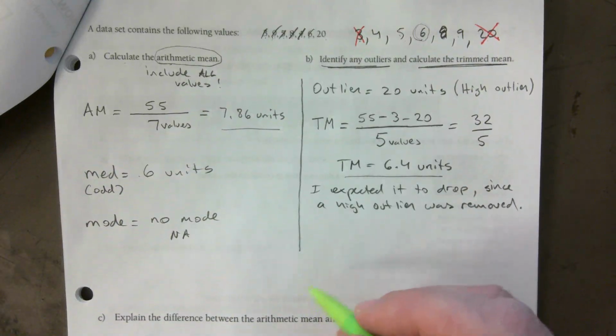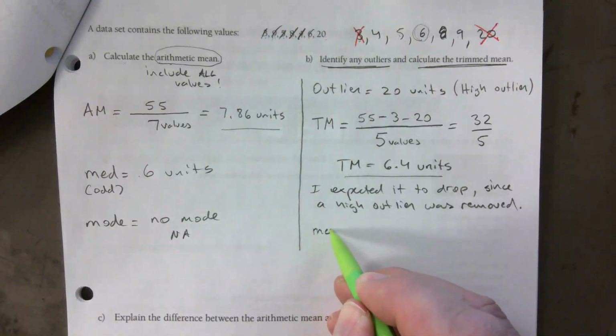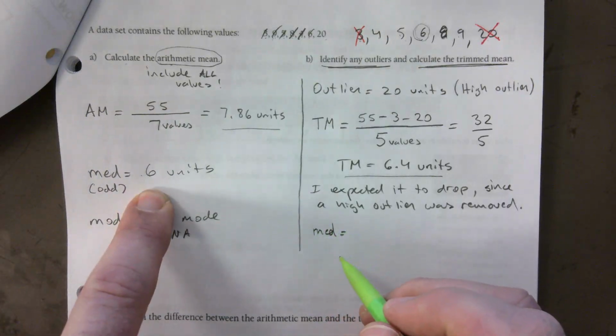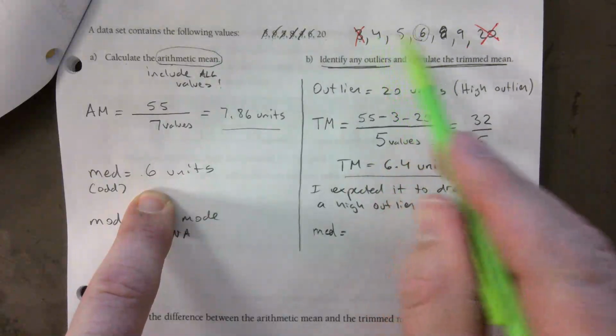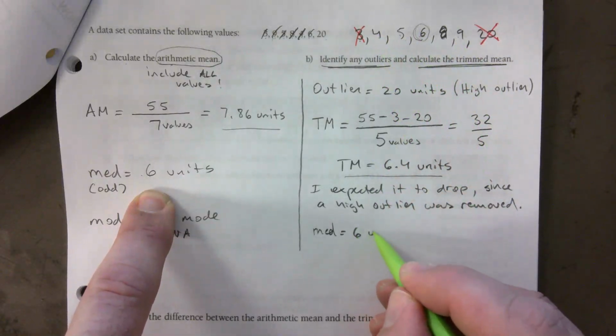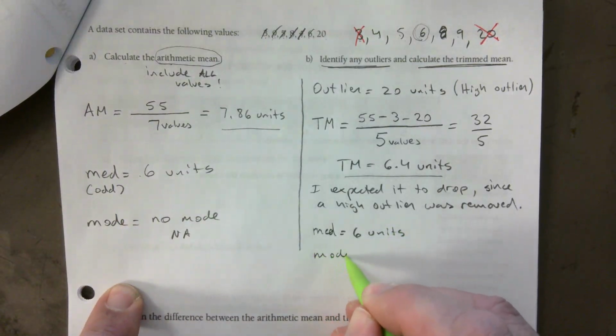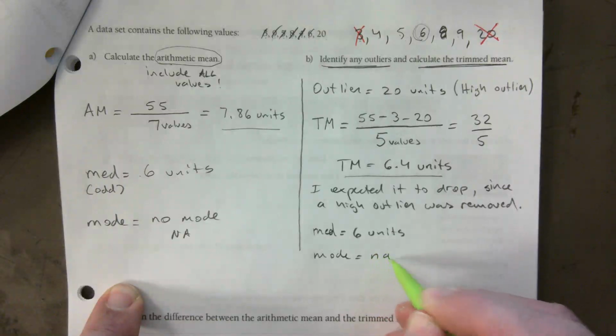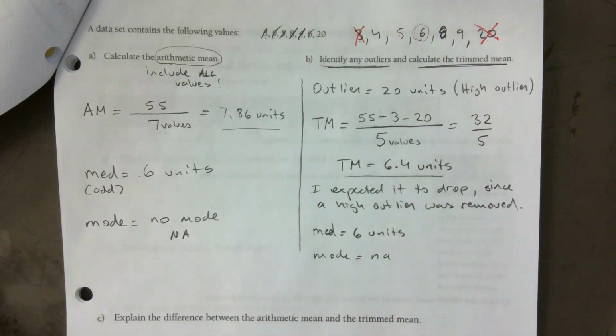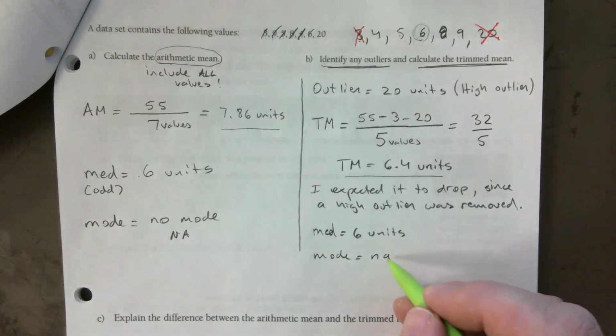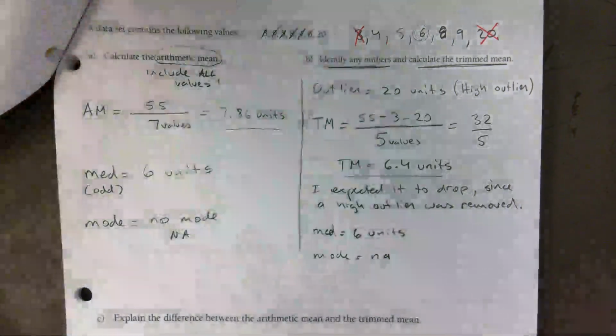What do you think the median is going to be? It's still 6. If you pick 6, there's 2 below, 2 above. So it's still 6 units. No change. The mode is still NA. Not applicable. Is there a mode? Nah.